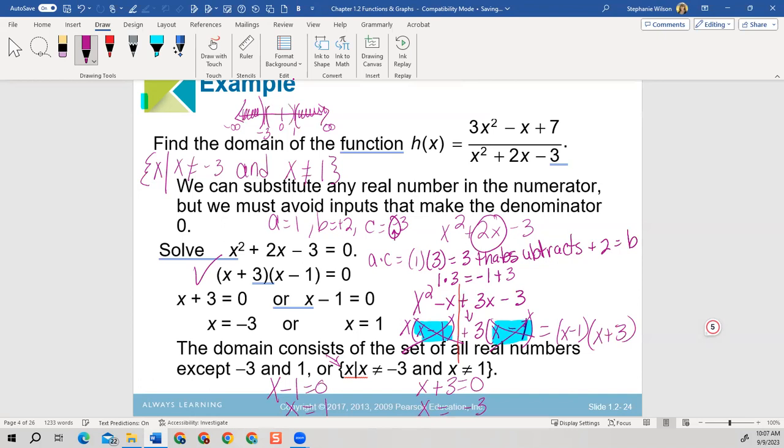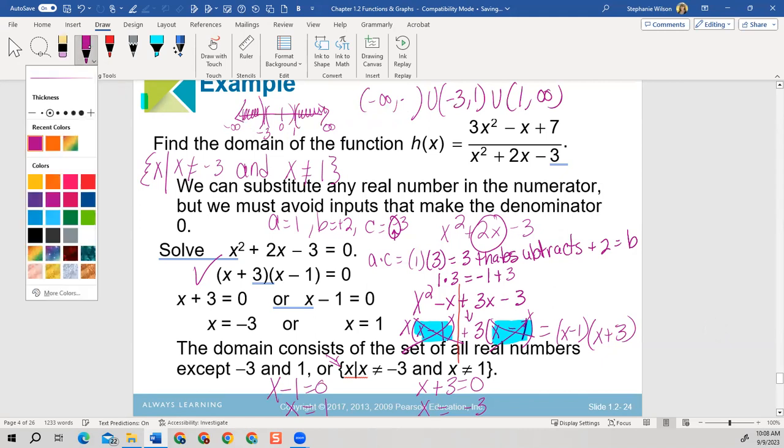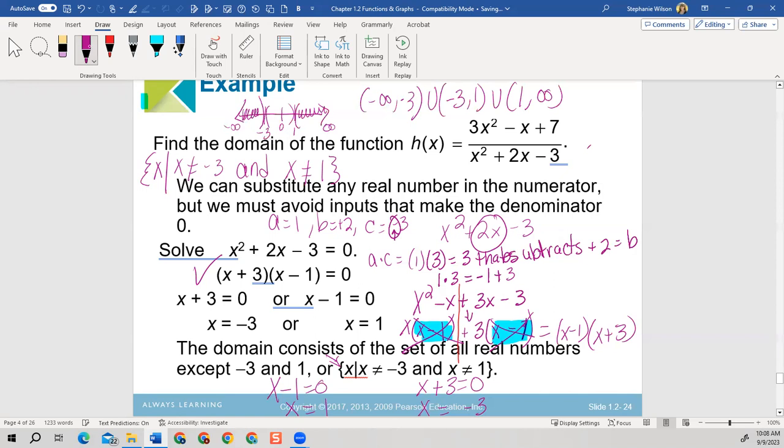So if I wrote this in domain terms, I would say negative infinity, comma, -3, union, -3 to 1, union, 1 to infinity. So this is just saying that we cannot have a -3 value for x, and we cannot have a negative or a +1 for x. If I did, I would get an undefined function here, and that's how they found it. Okay.